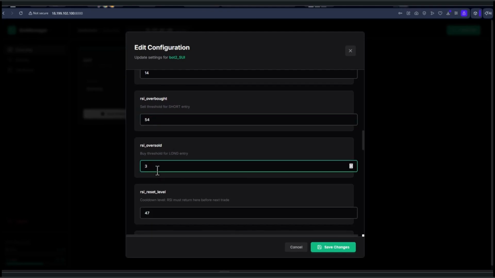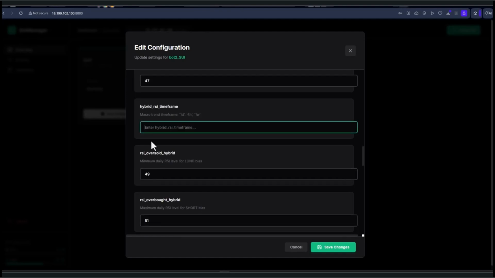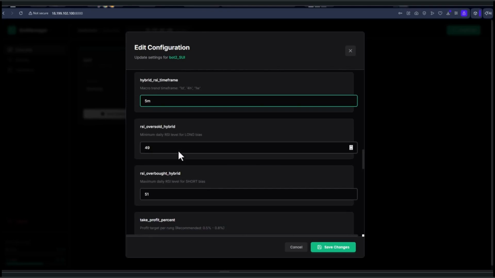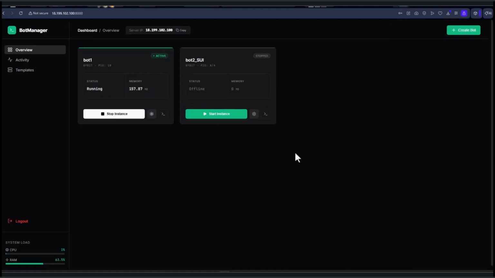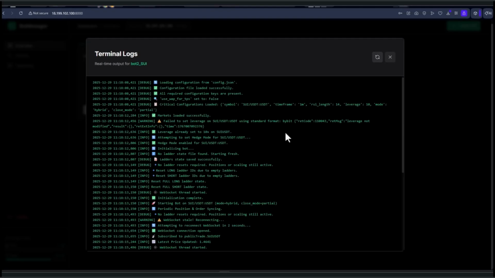Full mode: these bots build a total position and exit only when the volume-weighted average price, VWAP, reaches the target. This mode is designed for larger trending movements. 4. The living ladder logic. The system adapts to every market move. Signal: a trade triggers when RSI crosses RSI oversold or RSI overbought. The ascent, scaling: if the price moves against the position, the bot adds new rungs. After reaching the scaling ladder's threshold, each subsequent rung increases by a scaling factor.